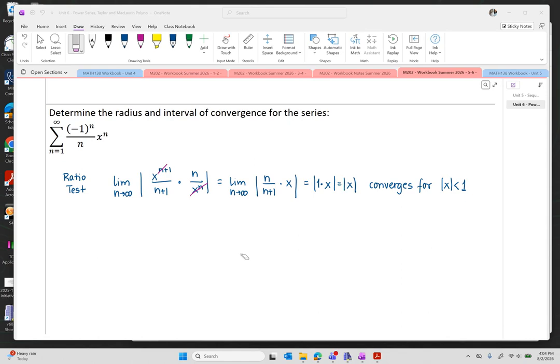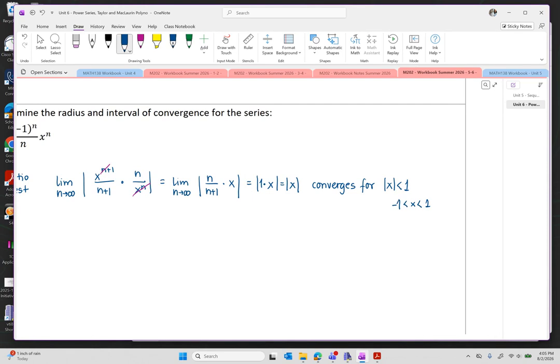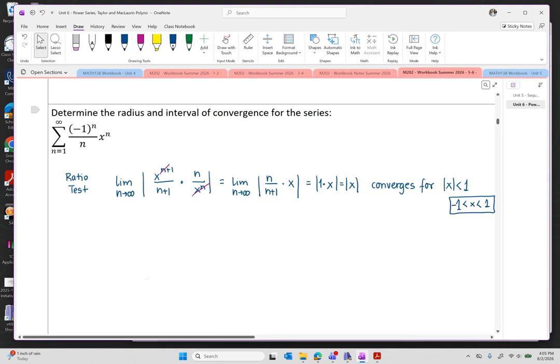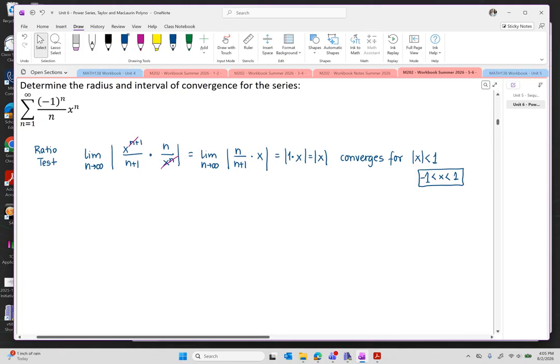Every term is x^n over n. So x^(n+1) over n+1 divided by x^n over n. That results in the absolute value of x. Per the ratio test, it will converge for absolute value of x less than 1, which gives us x between -1 and 1, and that is temporarily the interval of convergence. And I need to check this same series for the endpoints.